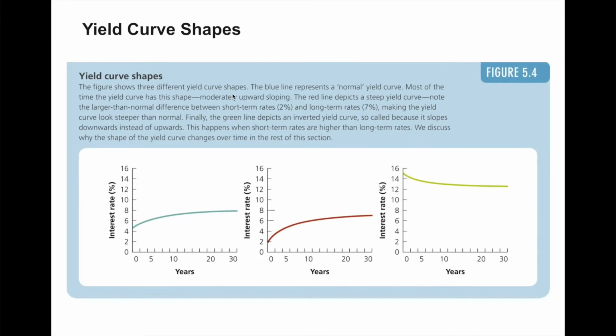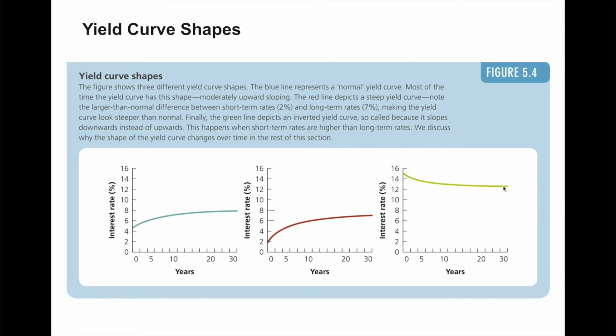And of course, the yield curve can take different shapes. So in this figure, we illustrate 3 different scenarios. The blue line on the left panel represents a normal yield curve, which is going upward, and most of the time the yield curve has this shape, right? It's upward sloping. The red line depicts a steep yield curve, which means the jump from, say, putting money for 1 year to say putting money in for 5 years will be a lot larger than in this normal case.